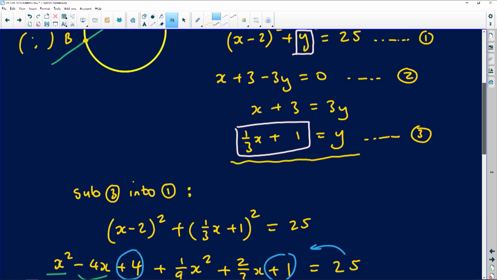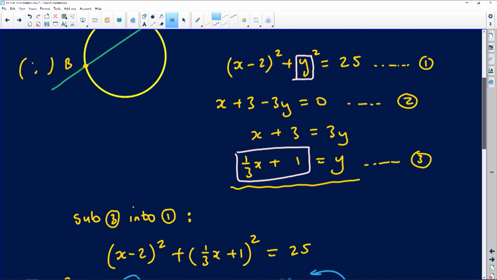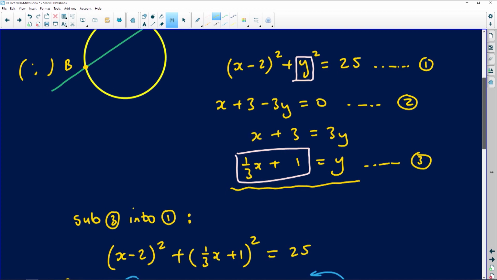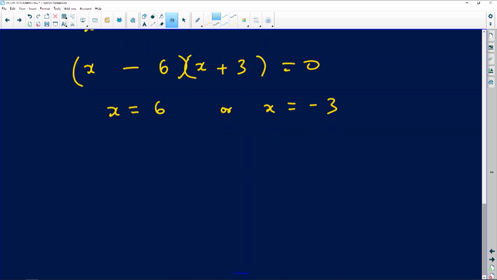You could have taken 1, 2, or 3. Any one of them will assist you to find the corresponding y value if you replace your x with the answers that you found. But I like the third one. Why? Because y is already the subject. A third of x plus 1. So y is a third of x plus 1.